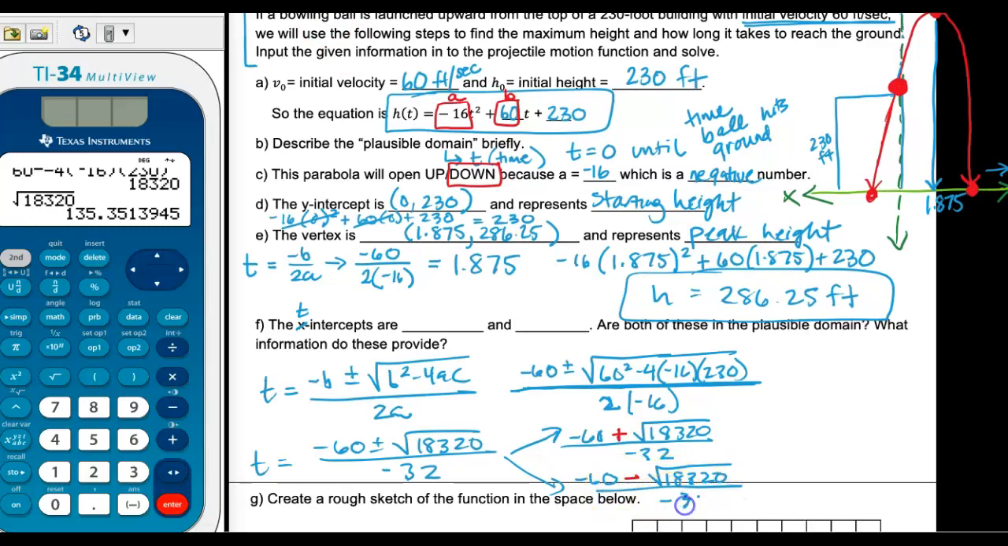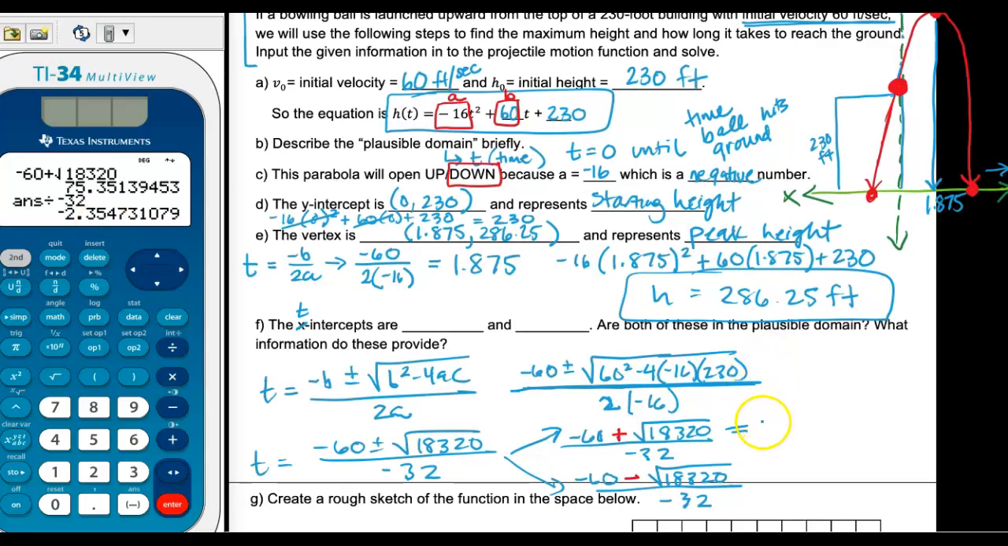divided by negative 32. So I've got two equations there, so I'm going to put them in my calculator one at a time. So negative 60, and actually, let me use parentheses. Well, no, we'll do the top like this. Negative 60 plus the square root of 18,320, enter. Notice I'm hitting enter, and then I'm going to divide by negative 32. If you have a TI-34, you could also press that N over D button and do it all in one step if you wanted to do it that way. This way that I'm showing works with every type of calculator.